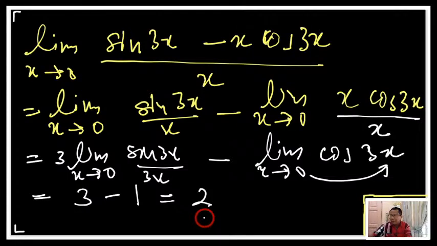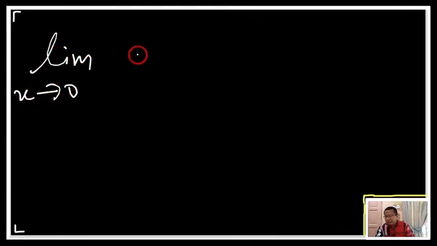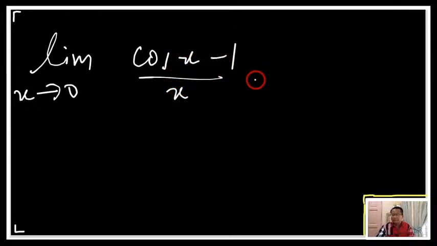You also have another formula for cos. Limit x approaches 0, cos x minus 1 over x. But I will not touch this one.